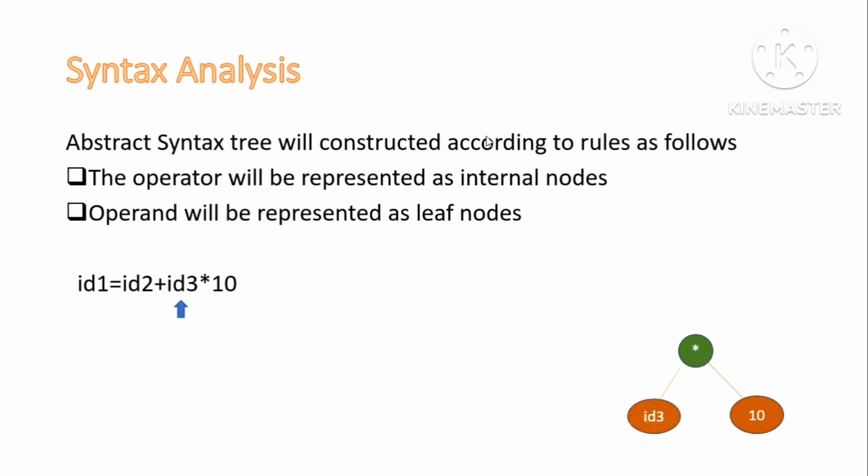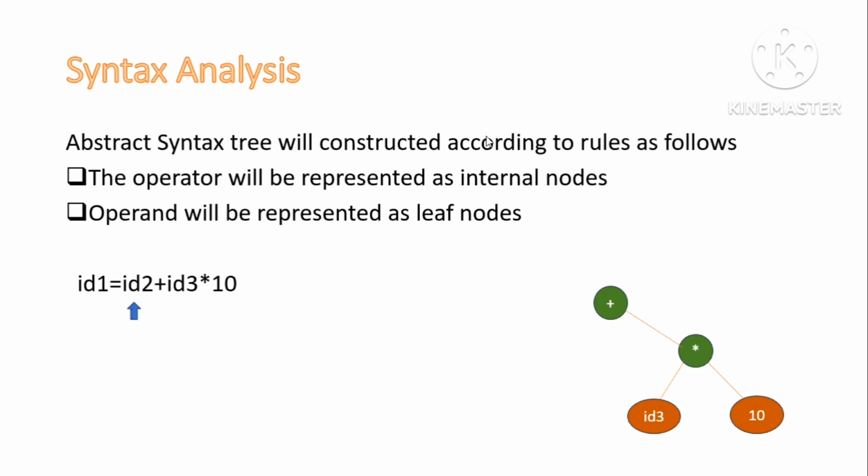Now again, when we move to the left, you can see that plus is an operator. So an operator should definitely be an internal node. So I make plus an internal node here. Now when we move again to the left, you can see that ID2 is an operand.